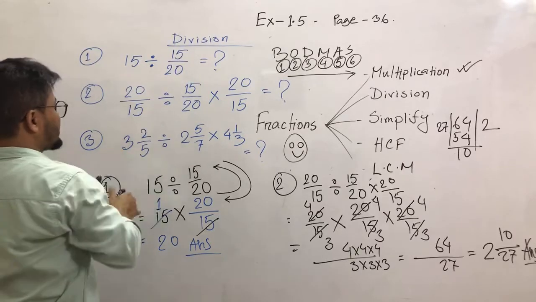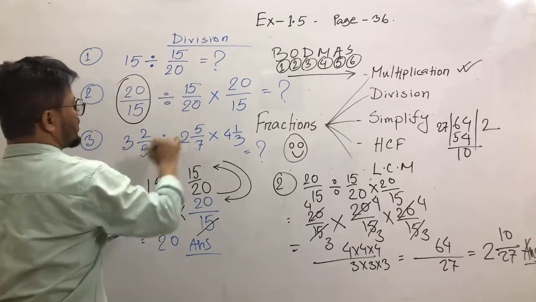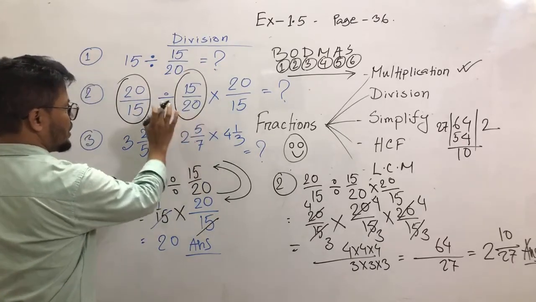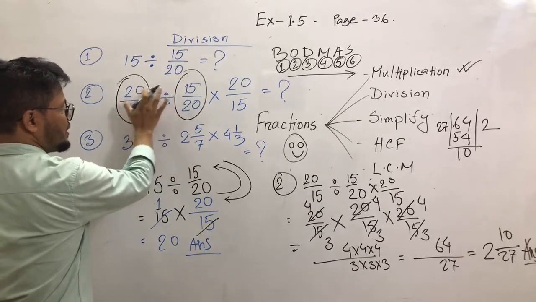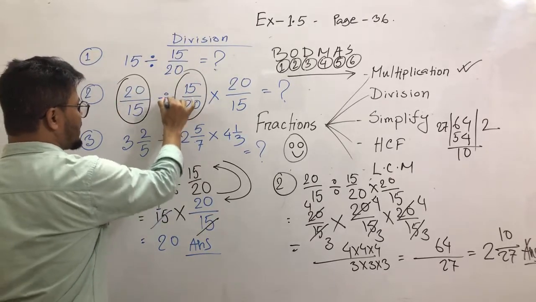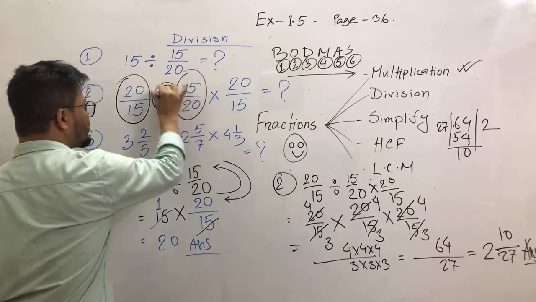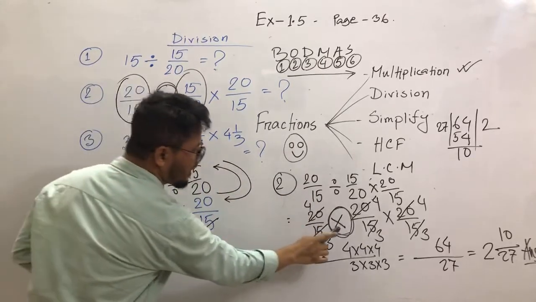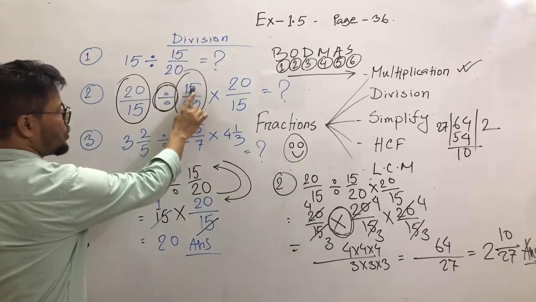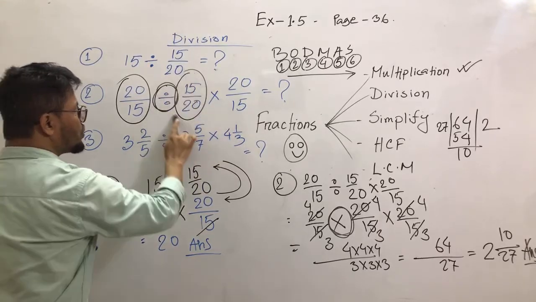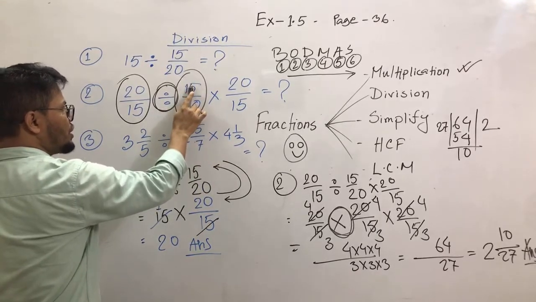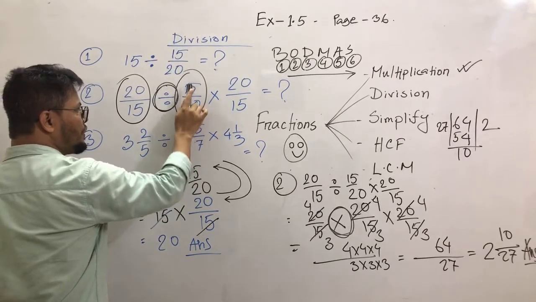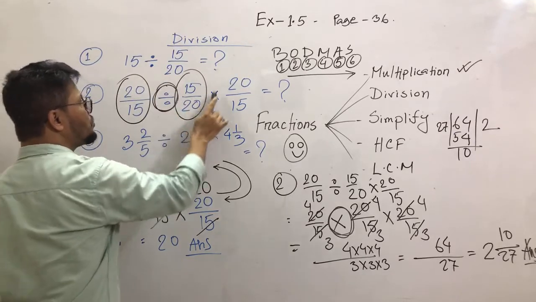My dear students, give attention. This one is called the dividend. This one is called the divisor. This is the divide symbol here. If we convert any divide into multiply, then the divisor will be changed. The divisor will be reciprocal. So denominator 15 will be numerator, and numerator 15 will be denominator, and this 20 will be numerator.